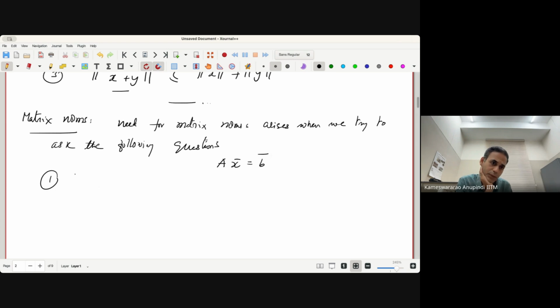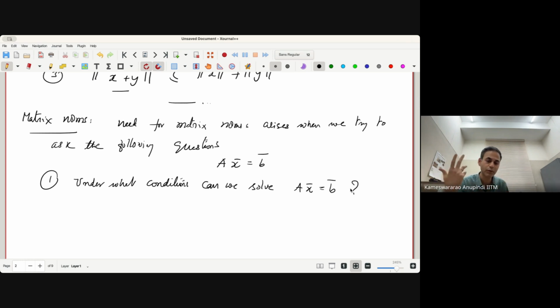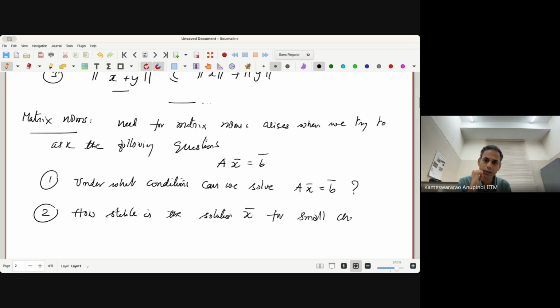Under what conditions can we solve AX equals B? That means, can we always solve AX equal to B? If some matrix is multiplying some vector, can we always solve for the unknown vector X given a right hand side? And then, how stable is the solution X bar for small changes in the right hand side vector, that is B bar?